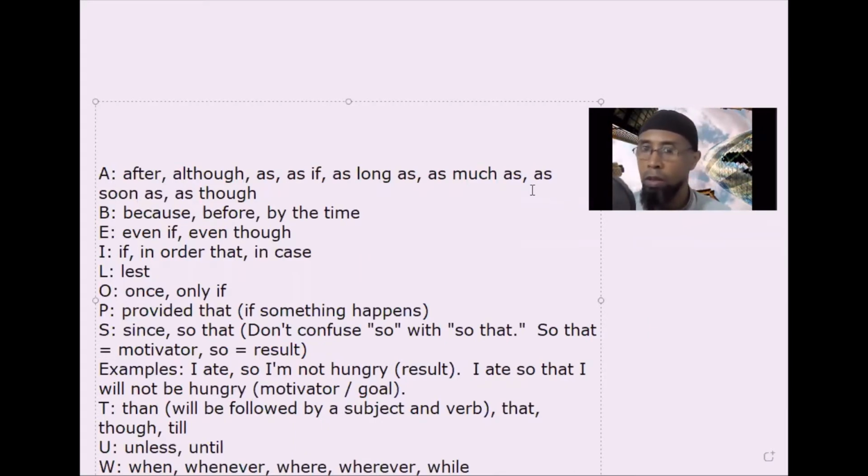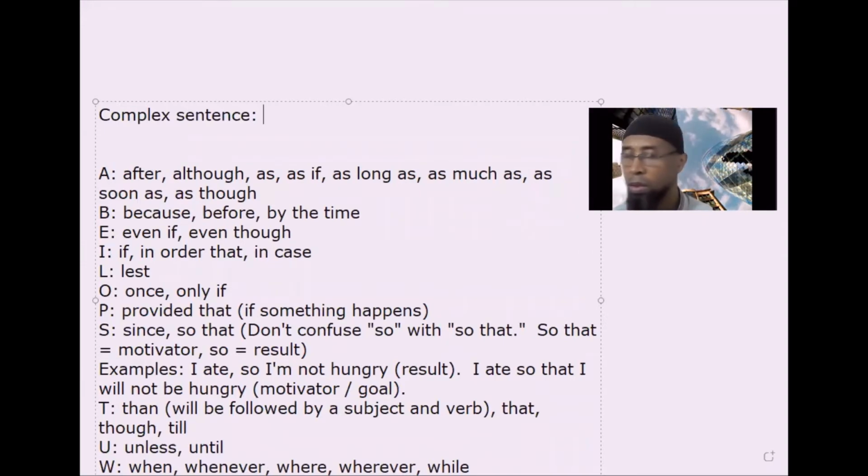Today we're talking about the complex sentence. Let me write that here. Complex sentence. That's what we're talking about today, the complex sentence.